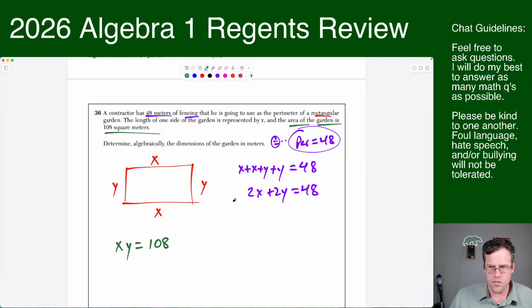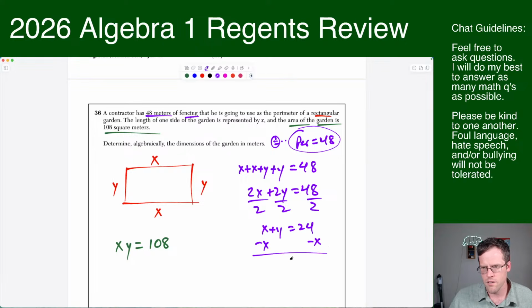So if I want to solve this system, I need to solve this one in purple for, let's say, y. Okay, so maybe I just divide everything by 2 to start. And that tells me x plus y equals 24. And then subtract x. So y equals 24 minus x. So this is going to get plugged in over here. Substitution.